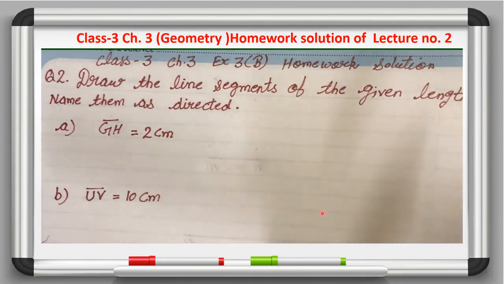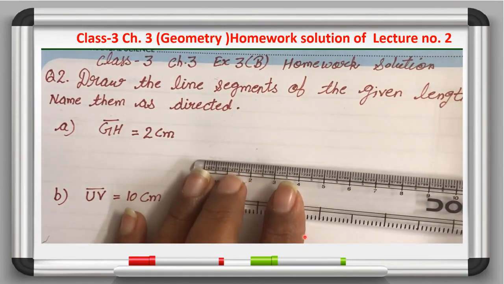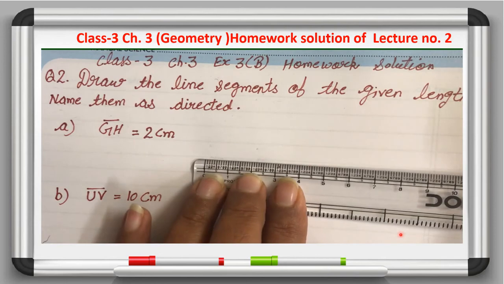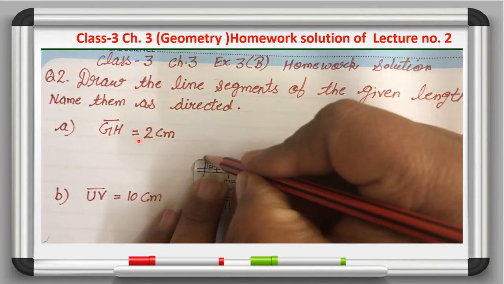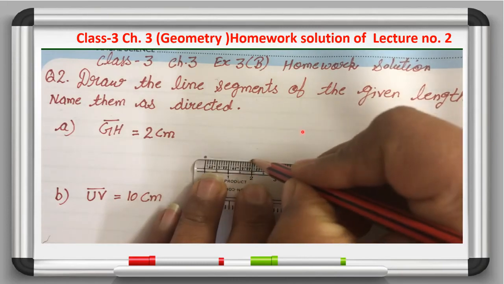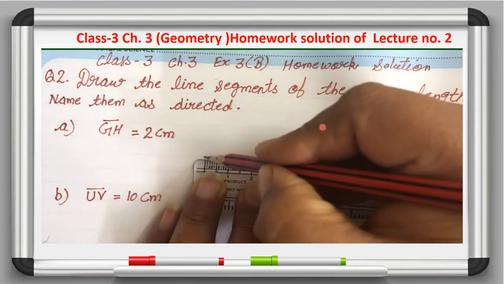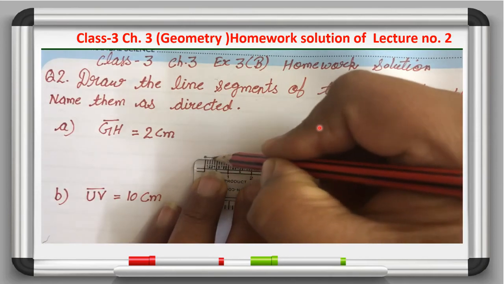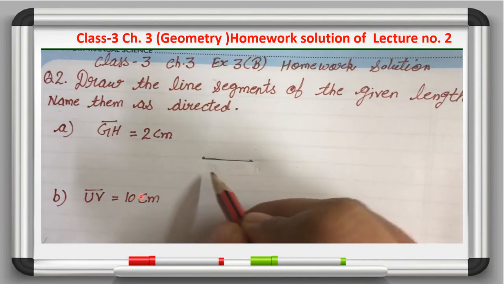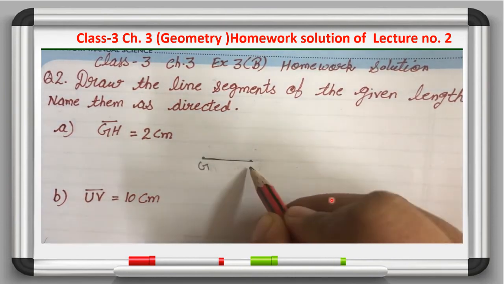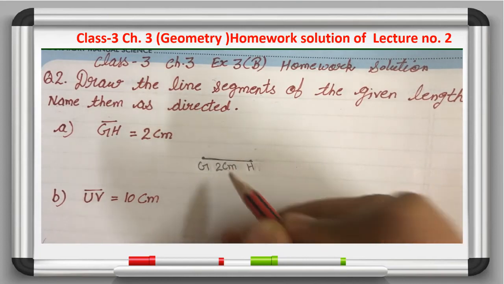So first of all, we will place and press the scale on the paper like this. Okay. And then we have to put a dot at point 0 and another dot at point 2 because 2 centimeter length is there. Okay, now we will draw this line segment from 0 to 2. Now we have to give the name, and the name of this line segment is GH, and in between we will write 2 centimeter.